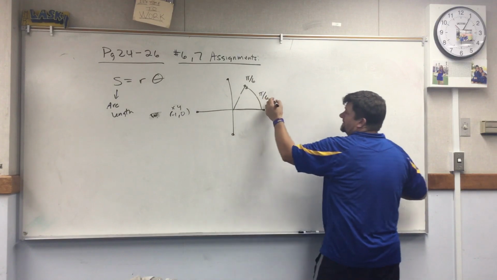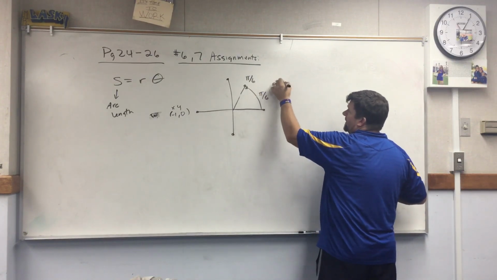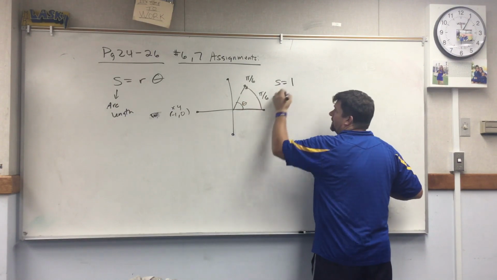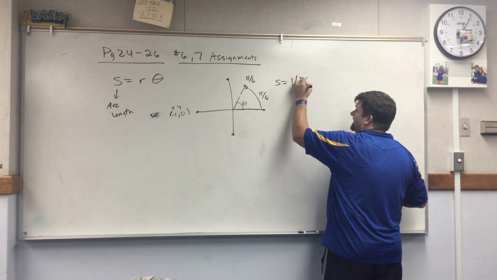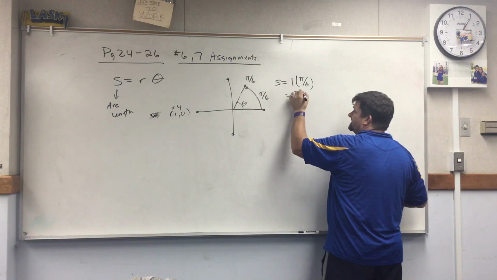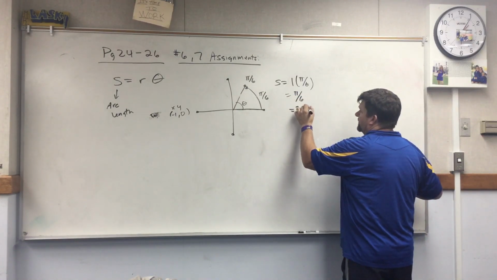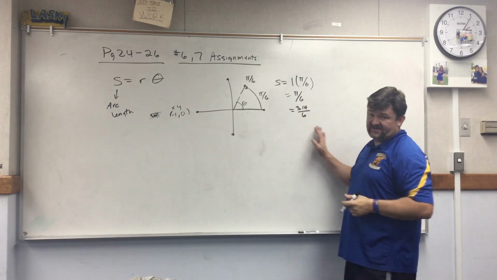So if I use this formula, the arc length is 1 times theta. This is theta, which is pi over 6. So my answer is pi over 6, or if you put it in your calculator, it's 3.14 divided by 6, and then you get some sort of a decimal.